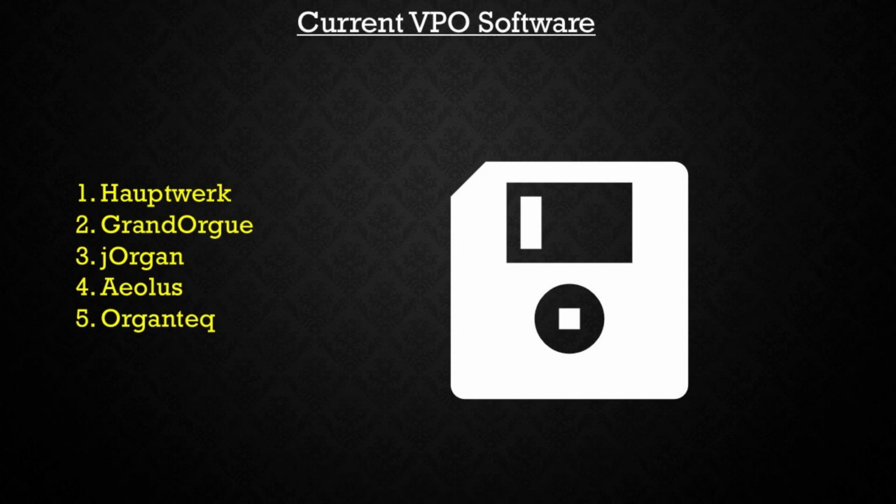Number 1 is, of course, Hauptwerk. This is probably the most popular way of building a VPO in 2026. It is paid for. You will have to pay for a license or a monthly subscription fee. That's also an option. I think they do offer a free trial, so you can try it out, see what you think about it. That license is going to cost you a couple hundred dollars up to $600, at least at this time of recording.